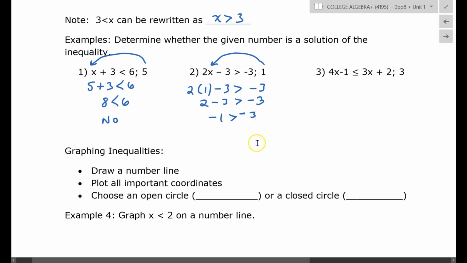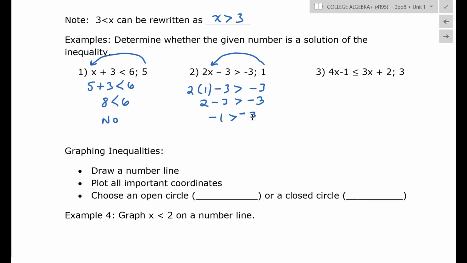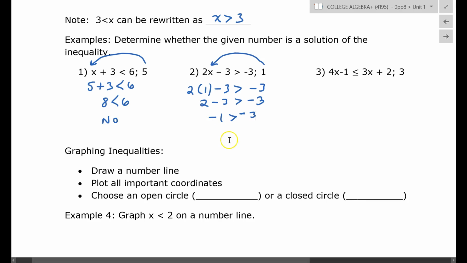In which scenario, again, I always think money, guys. In which scenario do you have more? When somebody owes you $1 or when somebody owes you 3? In which case do you have more money in your pocket? Owes you $1, right? So this number is greater than this.